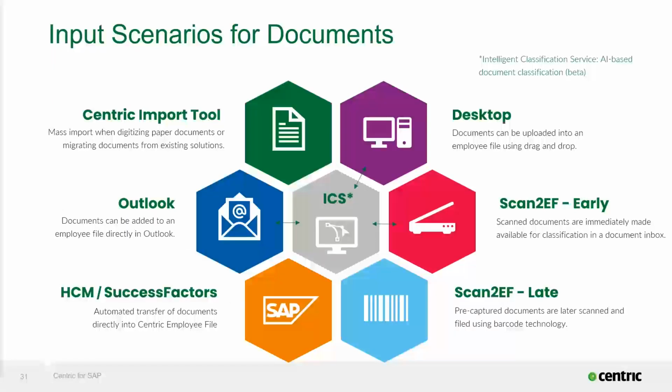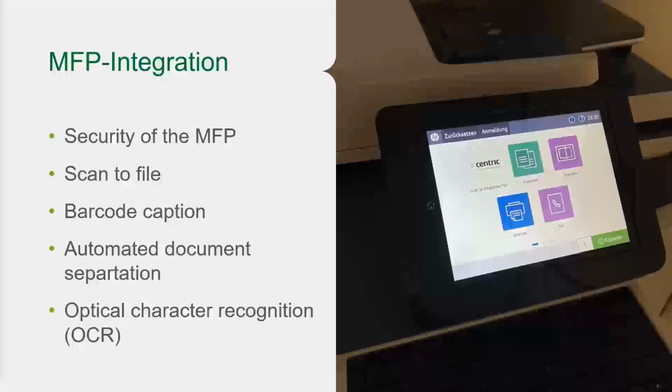Another way to upload documents is scan to employee file. Scan to employee file can work with two different scenarios. Early scanning, so a document is directly scanned and uploaded into Centric Employee File, or you could use that placeholder via barcode scenario I just explained earlier. And here you can see this integration feature. So this is an app on your multifunctional printer, and then you can directly use that app to scan documents into Centric Employee File.